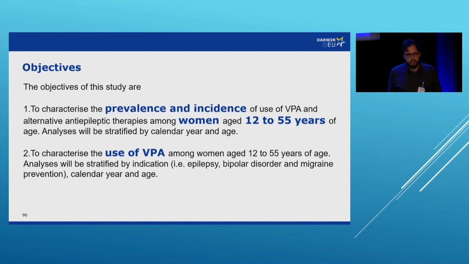So for this study, we have two different types of study, two very clear objectives. The first one was to look at prevalence and incidence of the drug in women of childbearing age that we define as 12 to 55 years old. And the second study is to understand how these women look, what are their comorbidities and indication and all these things.